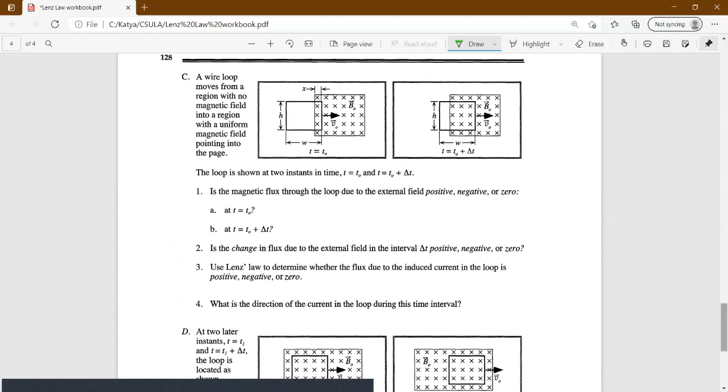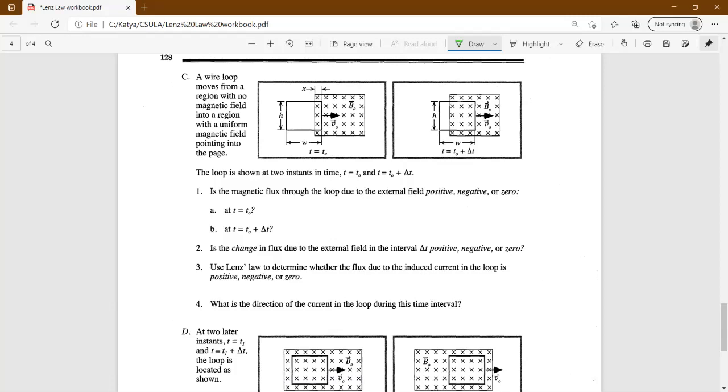The last page is a little bit tricky here, guys. What we have is a non-changing magnetic field, right? But we do have the loop, and it's a rectangular loop, and it's moving from the region with no field into the region with field. Okay, and they're asking us some questions. I want to briefly explain what is going to be here. They show two instances, t equals t0 and delta t seconds later. So the loop moved inside of this region with magnetic field, right?